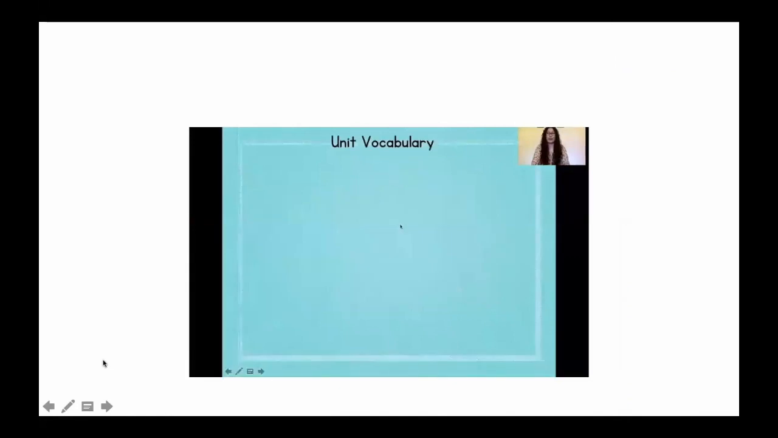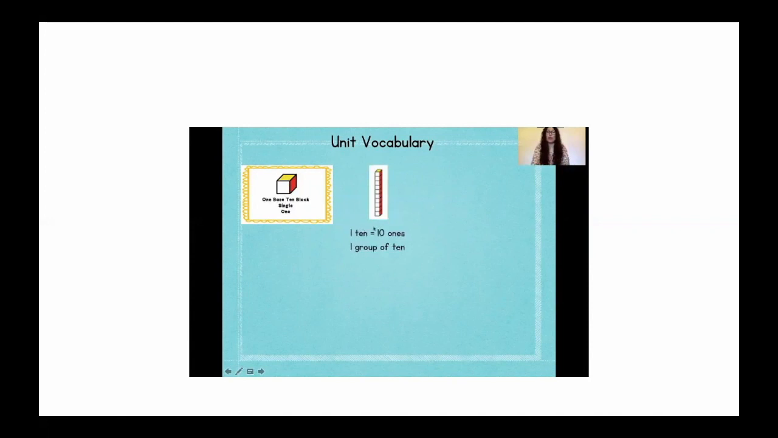For unit vocabulary that we're going to be reviewing, we're going to talk about the base 10 system. That means when we're talking about base 10 system, we have base 10 blocks, so they are based on groups of 10. So we have the ones cubes right here. They are the single one. Then when we put 10 of those ones cubes together, we get 10, which equals 10 ones, or one group of 10.